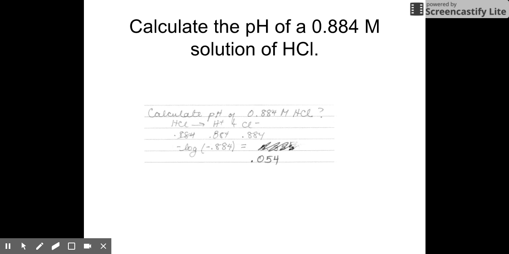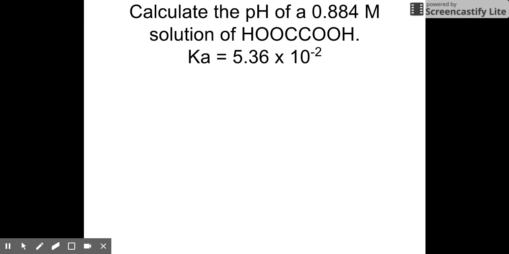So when I write out this equation, HCl yields H plus and Cl minus. The concentration of the HCl that I made was 0.884. However, once it ionizes, there are no molecules of HCl left. It all becomes zero. So what was 0.884 HCl is now 0.884 H plus and 0.884 Cl minus. Well, if I know the concentration of the H plus, I can just take the negative log of it, and that will give me the pH.